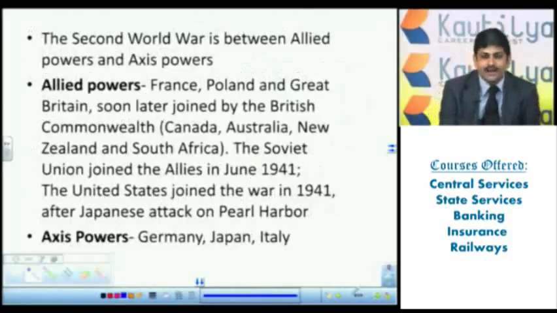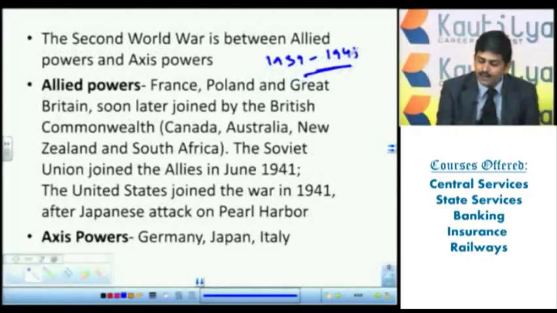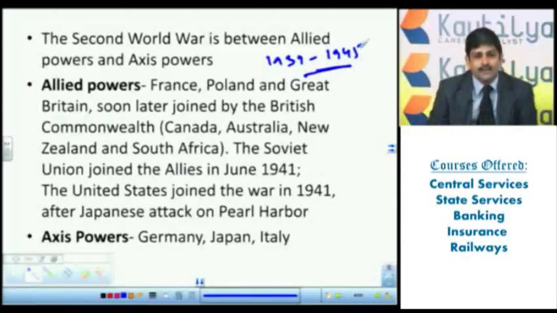The Second World War started in 1939 and lasted till 1945. Again, this war was between two groups, the Allied powers and the Axis powers. The Allied powers were France, Poland and Great Britain. Great Britain initially did not join, but joined at a later time, along with Commonwealth nations such as Canada, Australia, New Zealand and South Africa. The Soviet Union also joined later, in 1941.